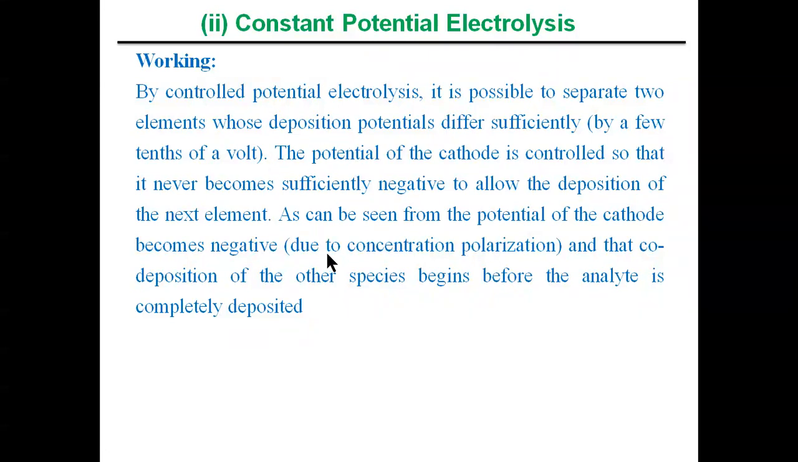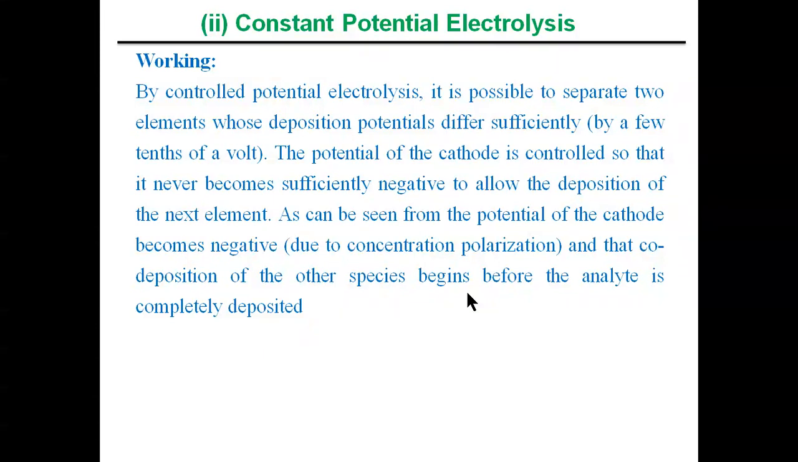In order to avoid such issues, we introduce the three electrode system, where we can apply the potential with reference to the reference electrode. As can be seen, the potential of the cathode becomes negative due to concentration polarization, and co-deposition of other species begins, so the analyte is not cleanly deposited. In order to avoid the deposition of the next element, we need to apply the potential very precisely, so we need a reference electrode for this. That's why we use a three electrode system in constant potential electrolysis.